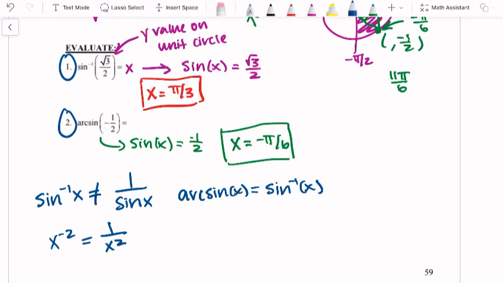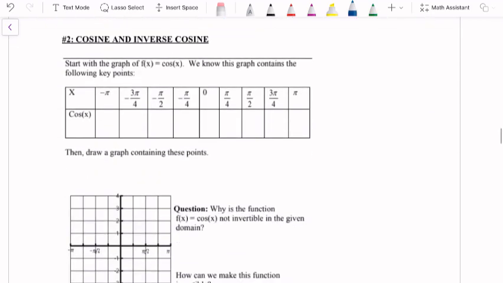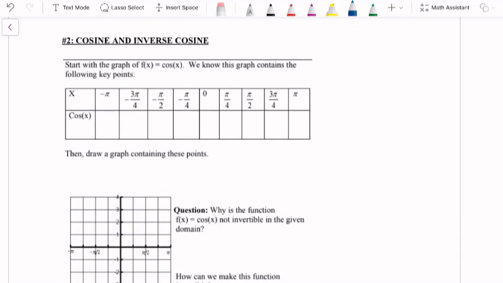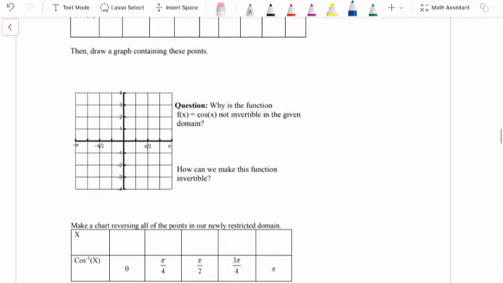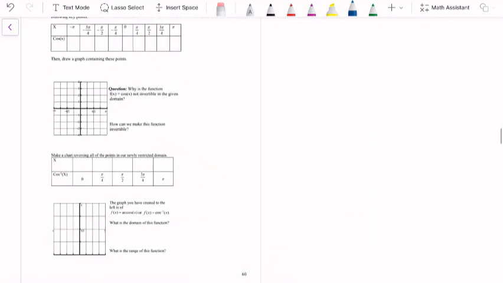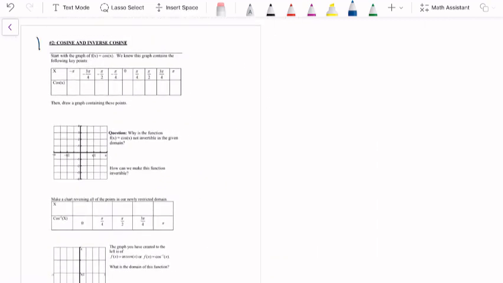Okay, so we got inverse sine. You know the drill. Flip over our page. We're going to go ahead and do inverse cosine. So I want you to pause the video and do this entire page, and then unpause and we'll double check our answers.